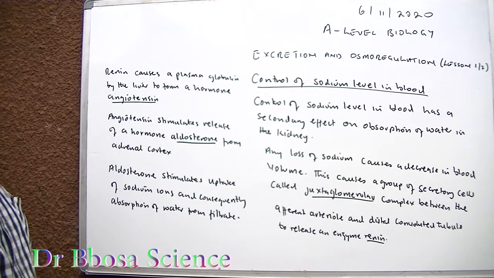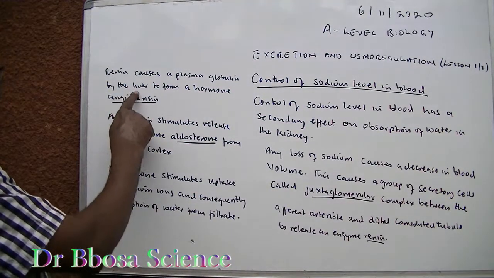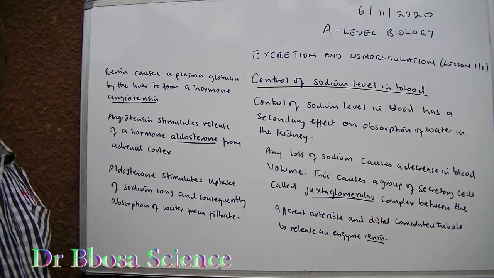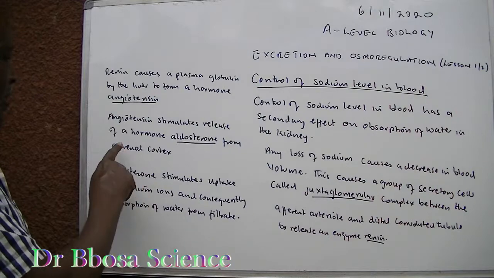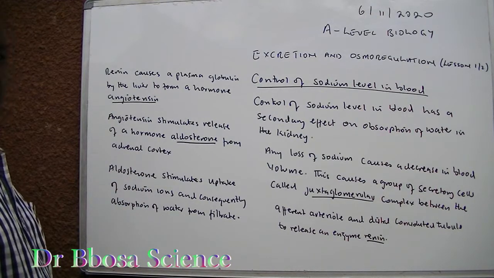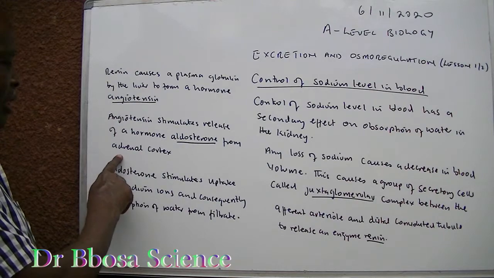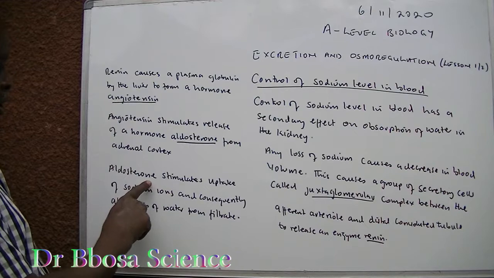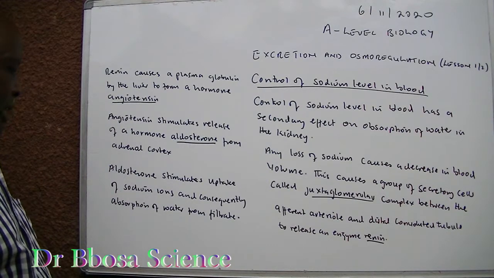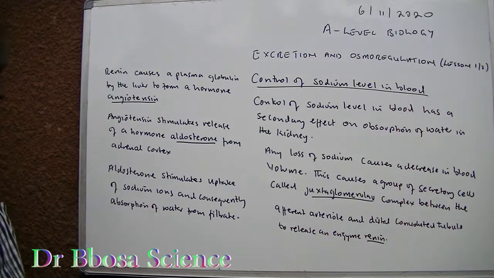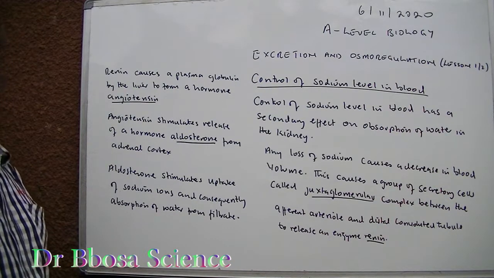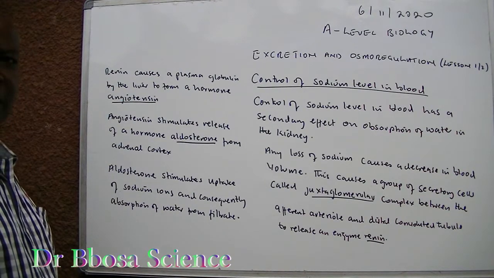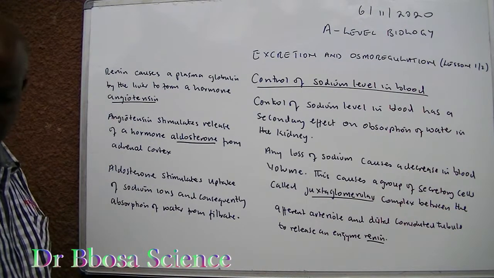Renin causes a plasma globulin made by the liver to form a hormone, angiotensin. Angiotensin stimulates release of a hormone, aldosterone, from the adrenal cortex. Aldosterone stimulates uptake of sodium ions and consequently absorption of water from the filtrate, restoring blood volume.